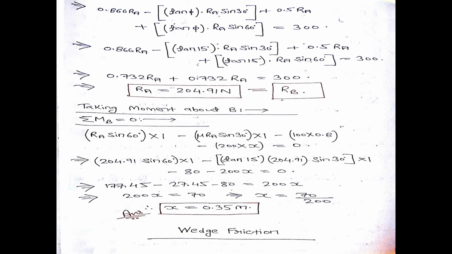Okay. So did you understand when or where I am using the moment and where I am using summation fx equal to 0 and summation fy equal to 0? Because in this problem, with summation fx equal to 0 and summation fy equal to 0, we will not be able to find the value of x. So we have to take the help of the third equation, which is summation of moment equal to 0 about any point. And since we are interested in distance x, which is measured from point B, that's why I am taking summation of moment about B equal to 0.